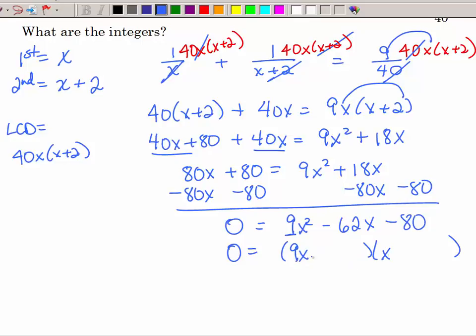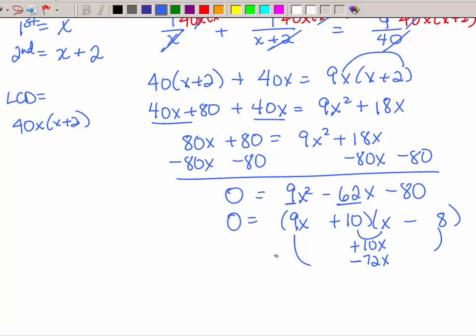So I know that 9 times 8 is 72, so that's kind of close, and so if I put the 10 there, what's going to happen? I'm going to have 10x, and I'm going to have 72x, and if I make that negative and that positive, I think everything works out. All right, so I'm going to set each factor equal to 0, and I'm going to solve for x.